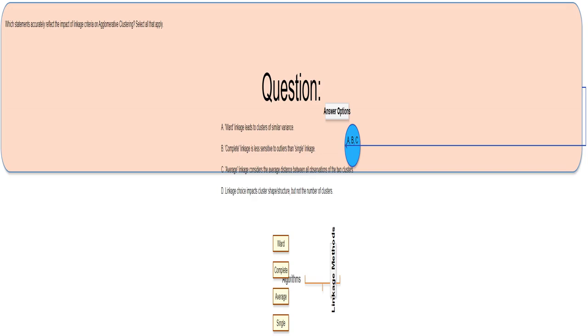It asks you to identify which statements correctly describe how different linkage methods influence agglomerative clustering. You'll need to understand the characteristics of each method to answer correctly. This question sets the stage by letting you know that you'll be evaluating several statements about how the different linkage criteria affect the clustering outcome. Think carefully about each one.